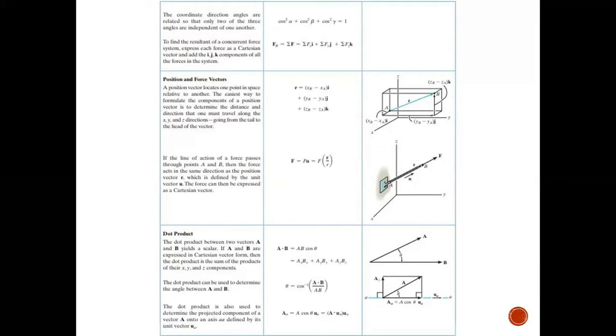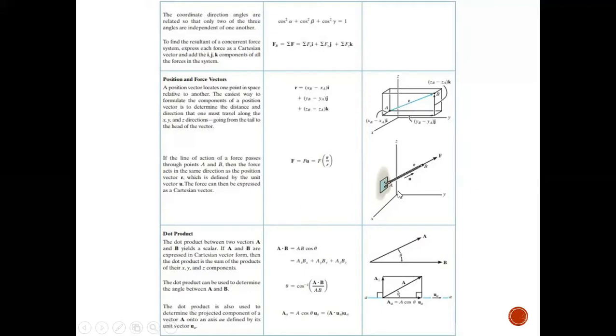This is the formula for R. And how to find R, we can use this formula to find the Cartesian vector in ijk of R. If the line of action of a force passes through points A and B, then the force acts in the same direction as the position vector R, which is defined by the unit vector U. The force can be expressed as a Cartesian vector.